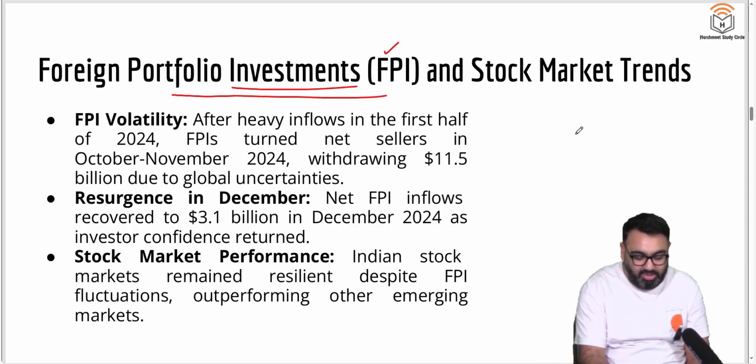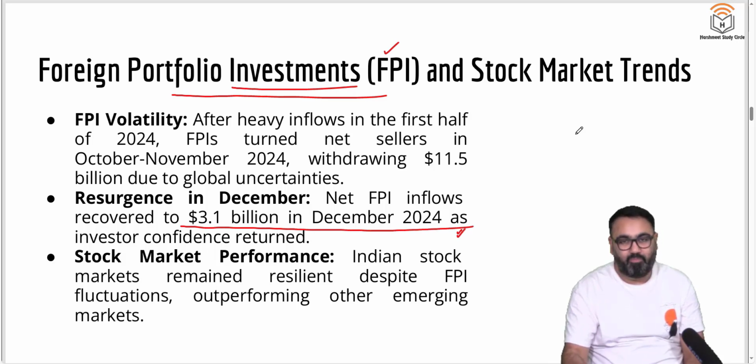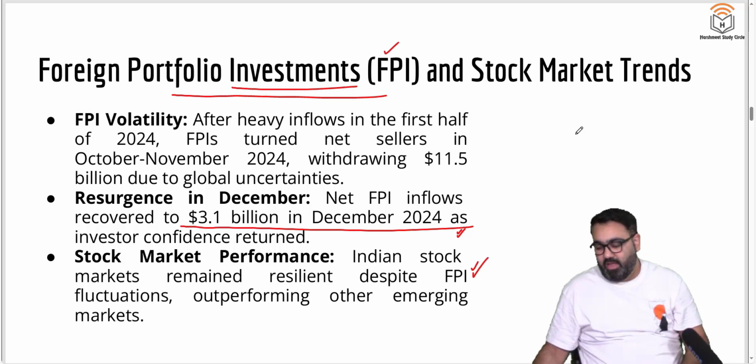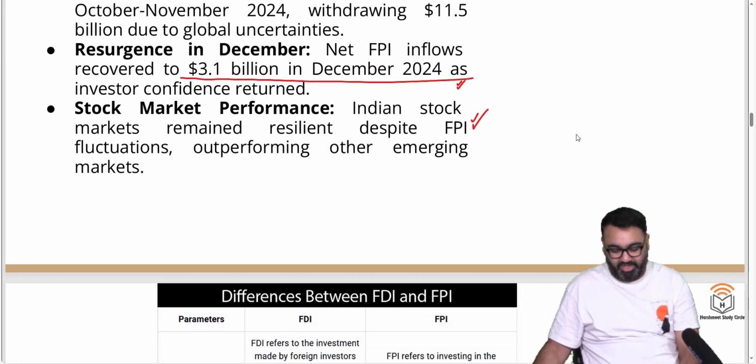Net FPI inflows recovered to $3.1 billion in December 2024, meaning much more money coming in. The stock market also remained resilient, although there were fluctuations. The problem in the stock market is, unlike FDI, where investors can't all of a sudden take out all their money, in FPI, foreign portfolio investment, they can take out money at a moment's notice, and that can cause fluctuations.